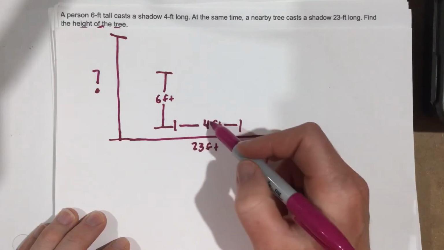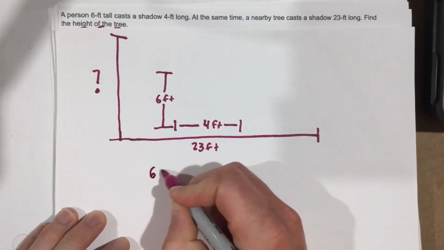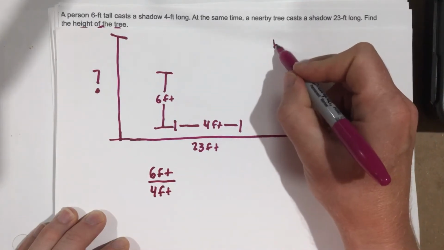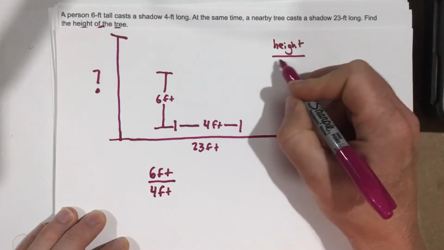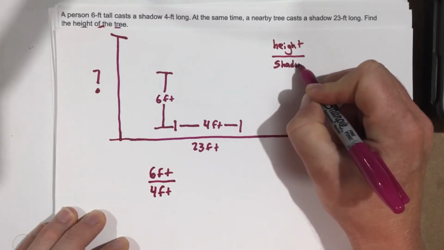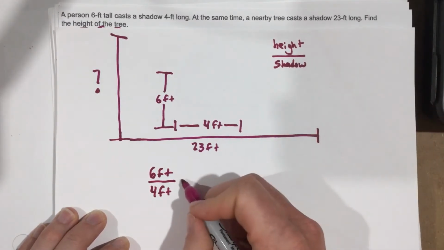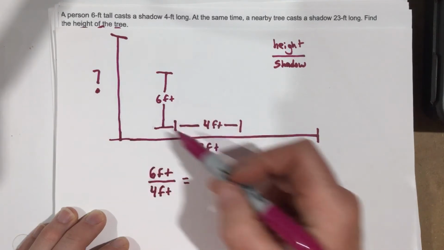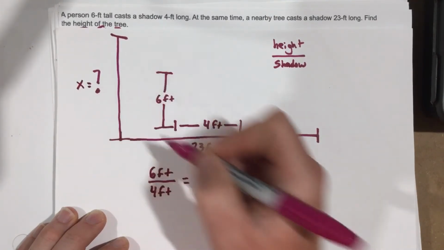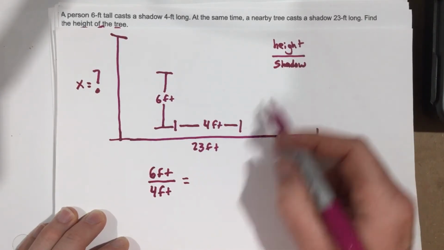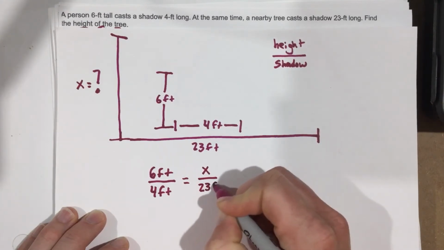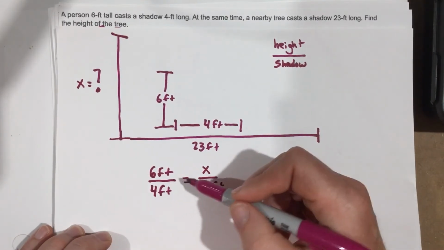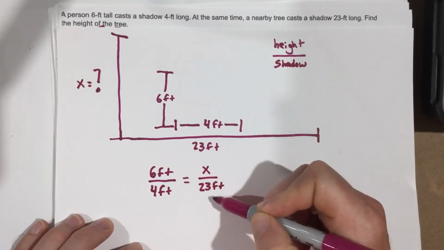We can say that for the person, the height is 6 feet over the shadow, which is 4 feet. So I'm setting up a ratio of height over shadow. I could say shadow length, but you get the idea. So if this is the height over the shadow for the person, I need to do the same thing for the tree. I'm going to label this X just so it makes it easy. If it's height over shadow for the tree, then that would be X over 23 feet. Because they have the same angle from the sun, these two ratios should give you the same number. So we're going to use that to create a proportion to solve the problem.